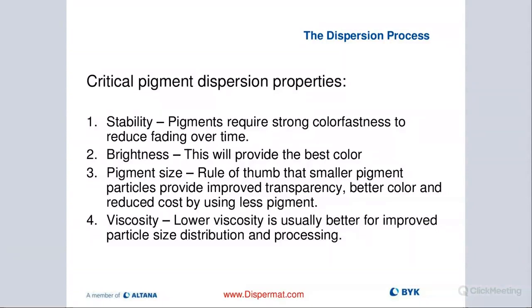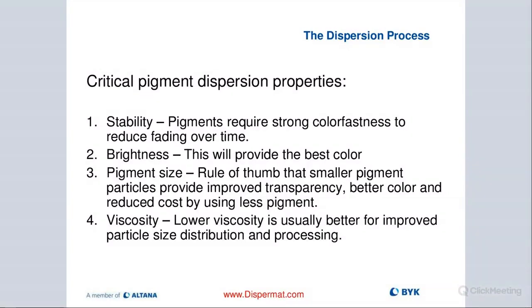And then viscosity is also really critical. Usually we are looking between 2,000 to 5,000 centipoise to optimize our dispersing window. And usually the lower the viscosity, the better to process the material and have a better looking product. If it's too viscous, it's more difficult, especially when you're milling.